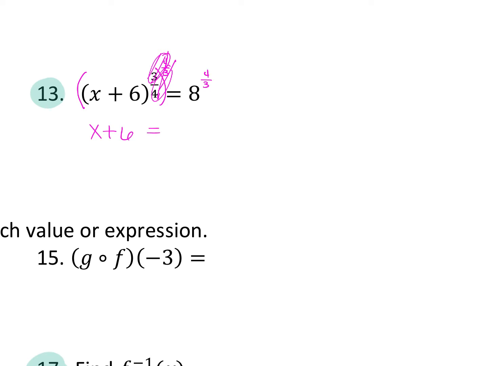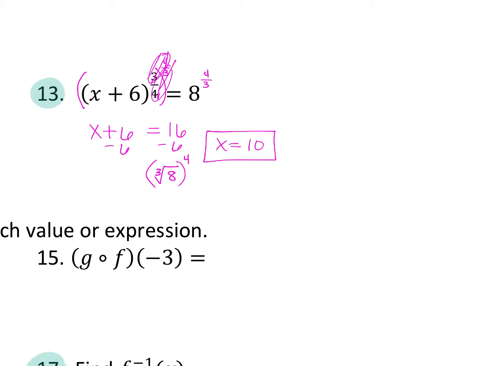Now, think about this. That is the cube root of 8 to the 4th. The cube root of 8, and then we're going to take it to the 4th. What's the cube root of 8? 2. 2 to the 4th power? 16. So you get x plus 6 equals 16. And now this is a very simple math problem, right? You're just going to take away the 6. So your x is 10.